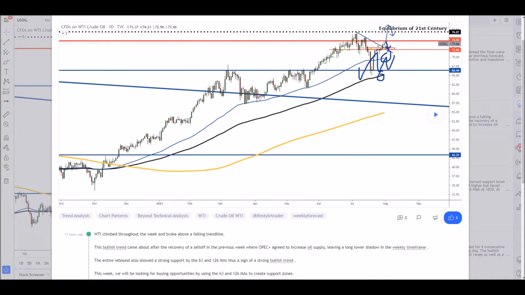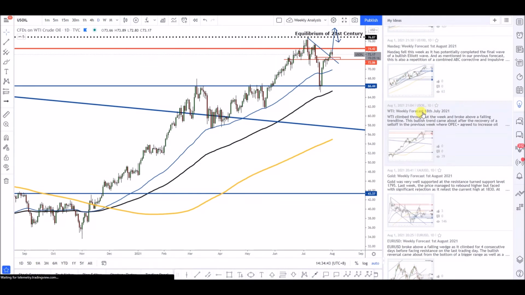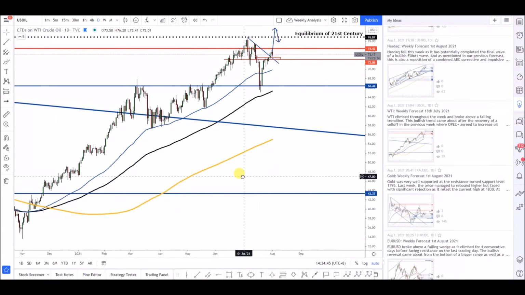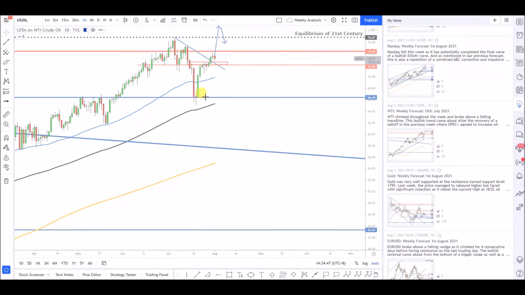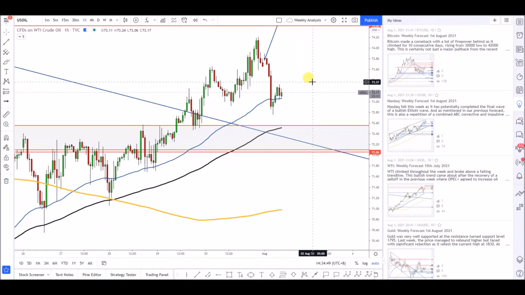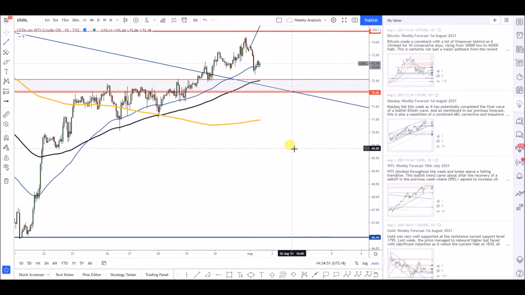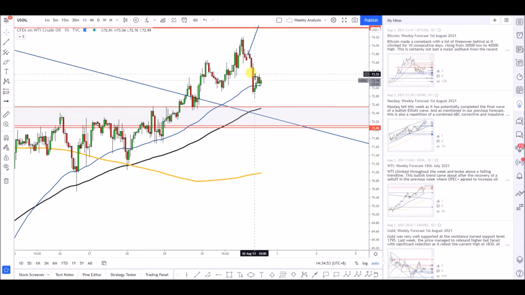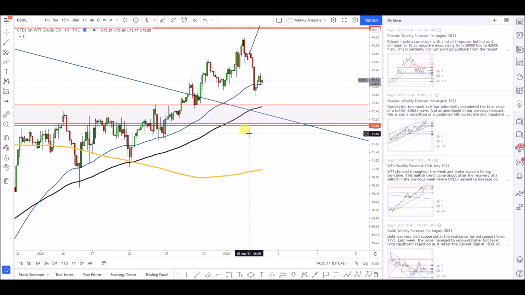So to give an example, maybe let's go and take a look at the oil chart. All right, so this is WTI. Let's go to the 1 hourly time frame. Right, so as you can see, the price as of today has already come down, pushed back all the way into the support zone created by this 63 moving average and 126 moving average. All right, so this is what we are talking about, and this is where you can definitely look to buy it again.